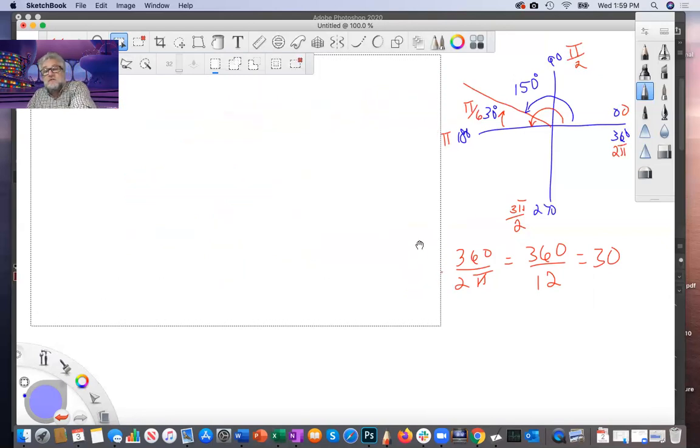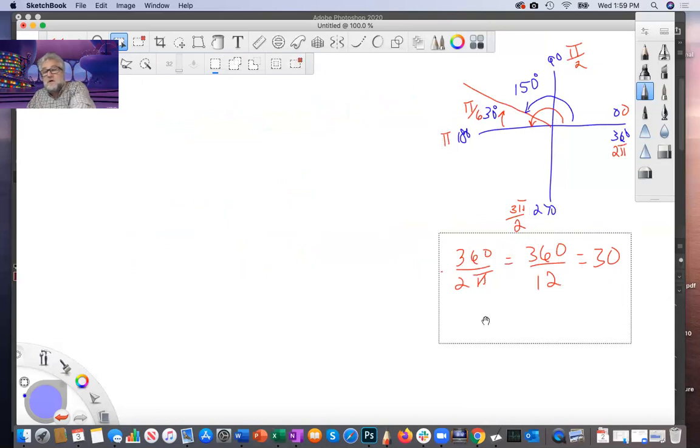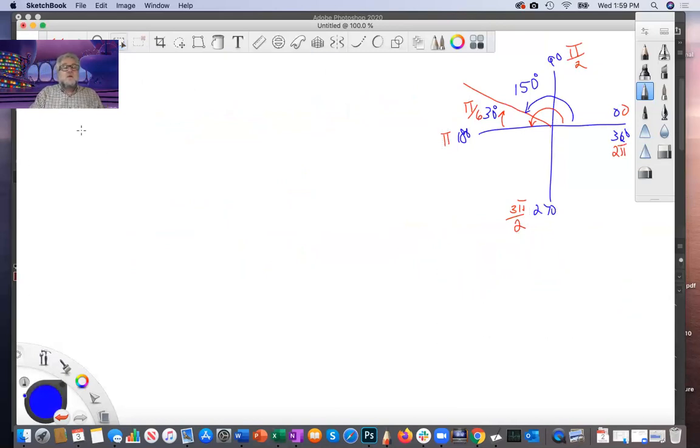Let's try this. Let's do theta equals 15 pi over 7. What's that? Well, let's see. Is this closer to pi? So I guess it's over 7. So is it closer to 7 pi over 7, or is it closer to 14 pi over 7?